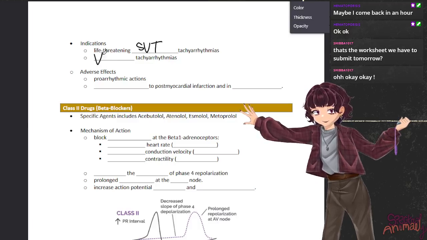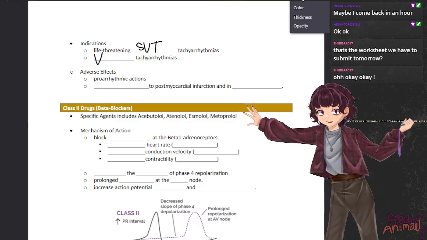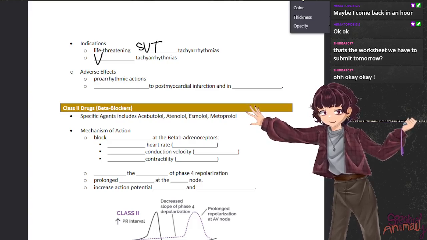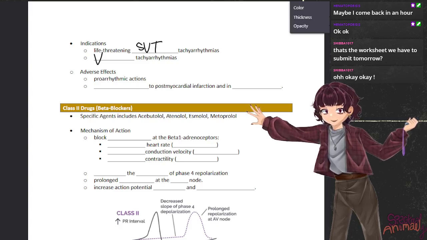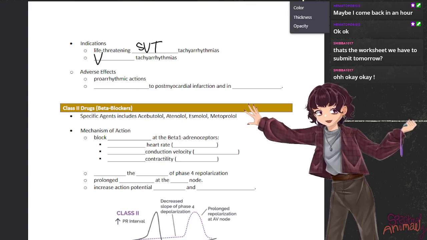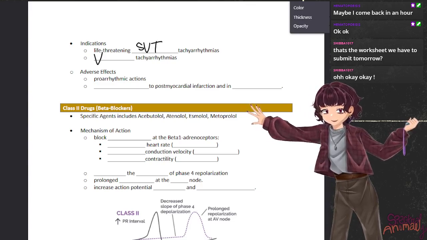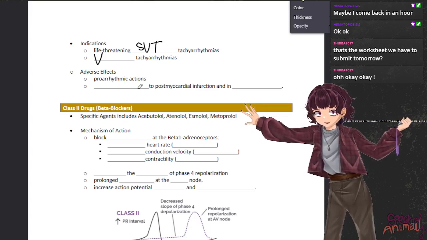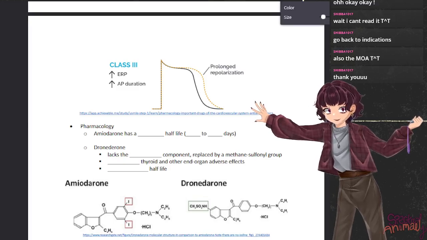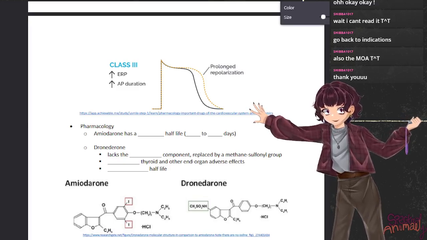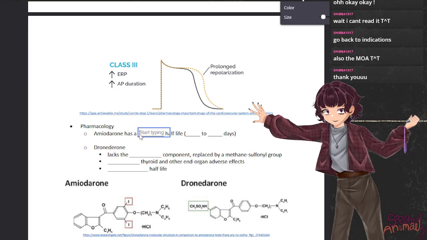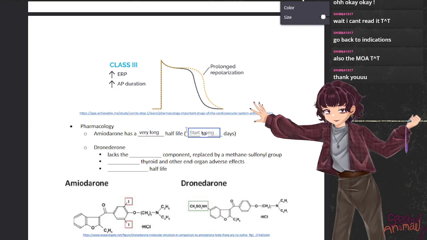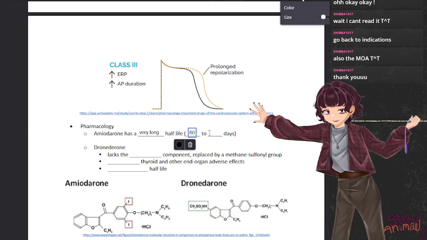So VTAC, or ventricular tachyarrhythmias. The adverse effects: these can also cause arrhythmia. The fun thing is, class 1C can cause arrhythmia due to slow dissociation on the receptor. Another one, amiodarone, has a half-life of 60 to 90 days.